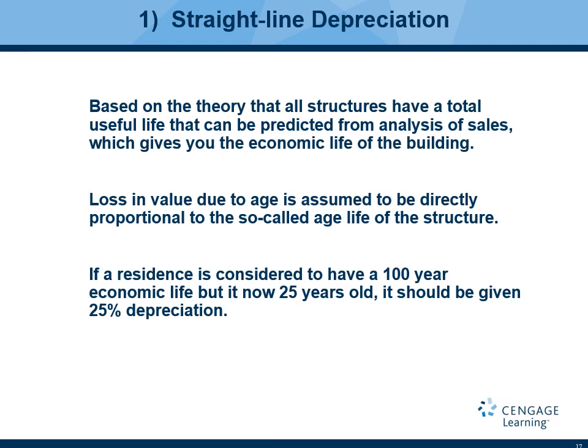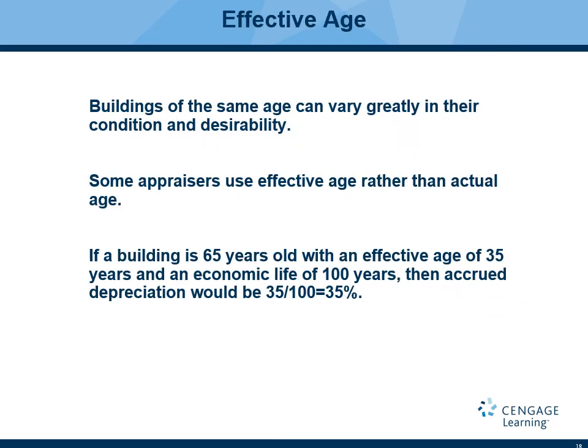So in the example that we have on the slide here, we have a residence that has a 100-year economic life, but it's 25 years old. So that means that we're going to give it 25% depreciation. So pretty simple math on that one. We just talked about straight line depreciation. And straight line depreciation looks at the actual age of the house.